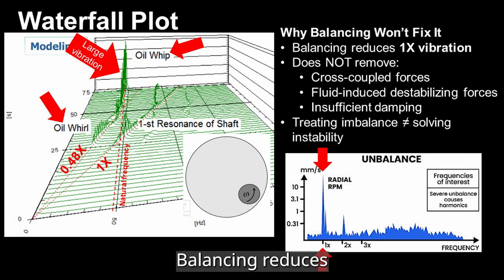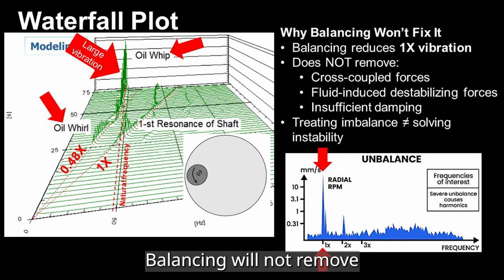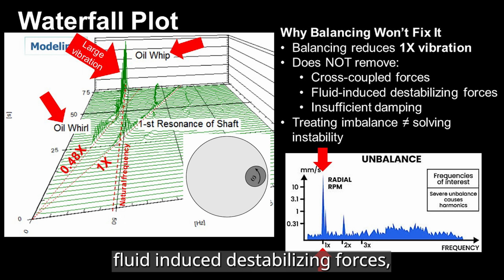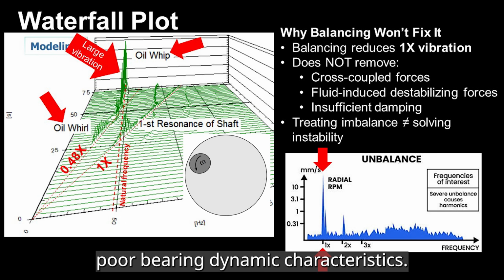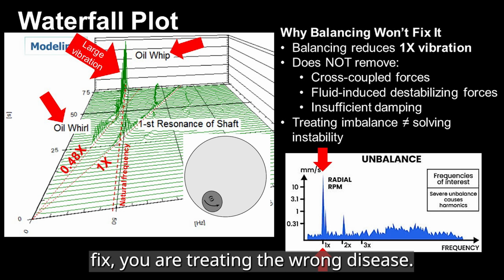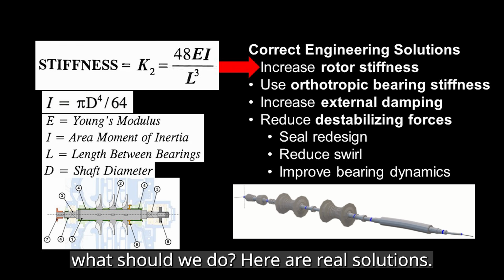Balancing reduces 1x vibration, but this vibration is not 1x. Balancing will not remove cross-coupled aerodynamic forces, fluid-induced destabilizing forces, or poor bearing dynamic characteristics. If you attempt balancing as the primary fix, you are treating the wrong disease. If this is a stability problem, what should we do?